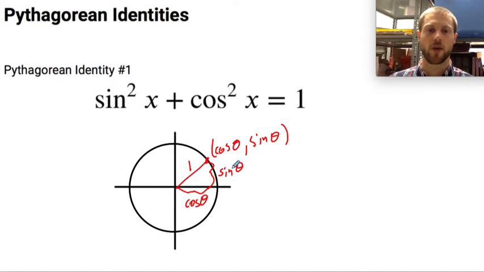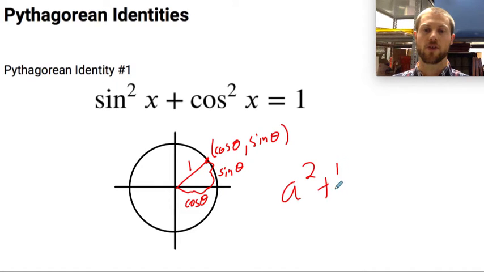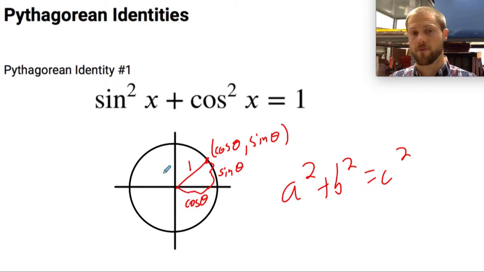So this is another way of saying a squared plus b squared equals c squared. Our Pythagorean theorem is true just the same for these trigonometric functions. So cosine squared of theta plus sine squared of theta equals 1. That's why it's a Pythagorean identity. It's based off the Pythagorean theorem and the unit circle.